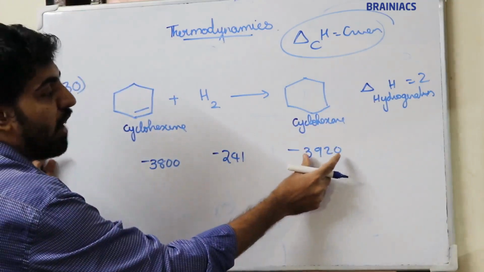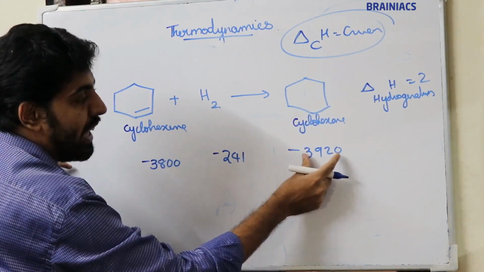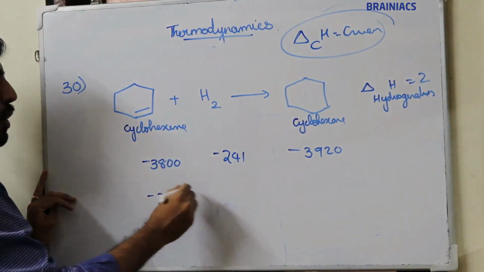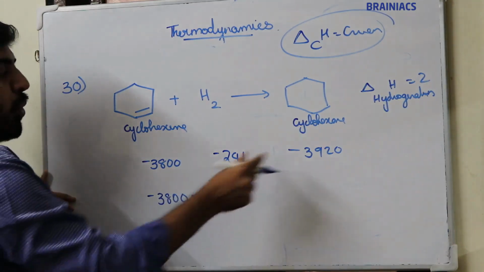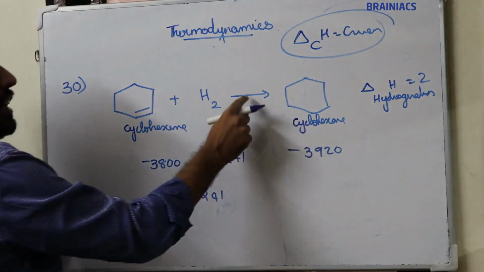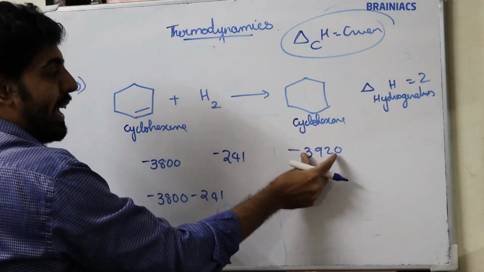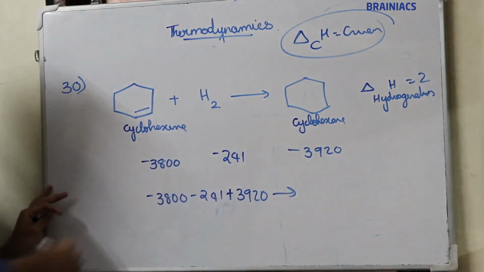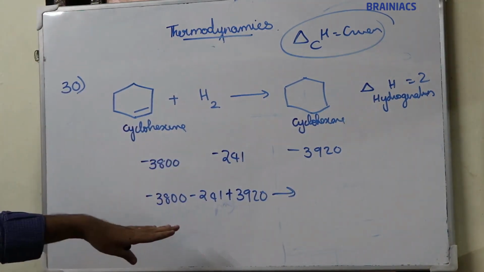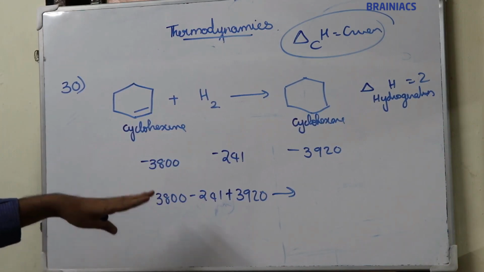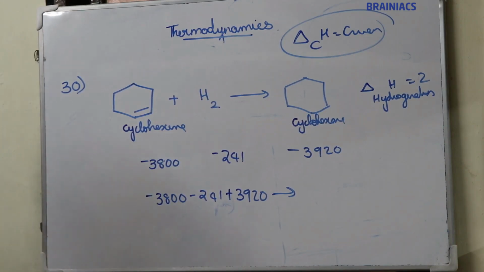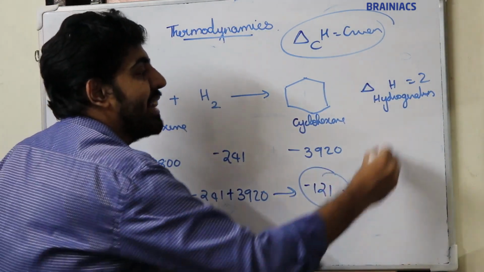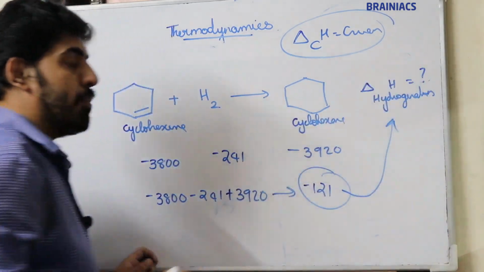That is, take the enthalpy of combustion of product to this side. So we will get minus 3800 minus 241, and take this value, the enthalpy of combustion of product, to this side, plus 3920. Solve this value, you will get the answer. I think it's nearly minus 121. This is the enthalpy of hydrogenation value.